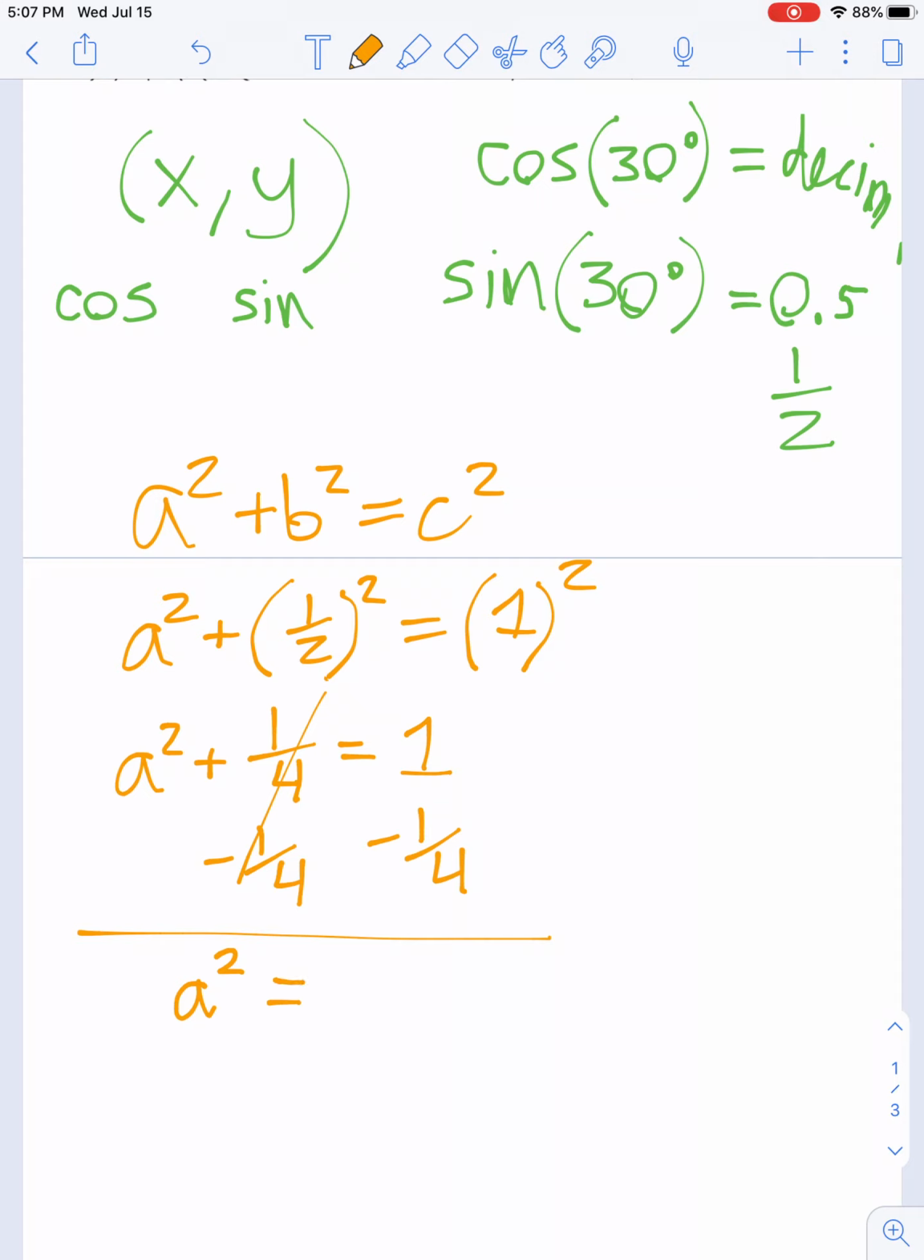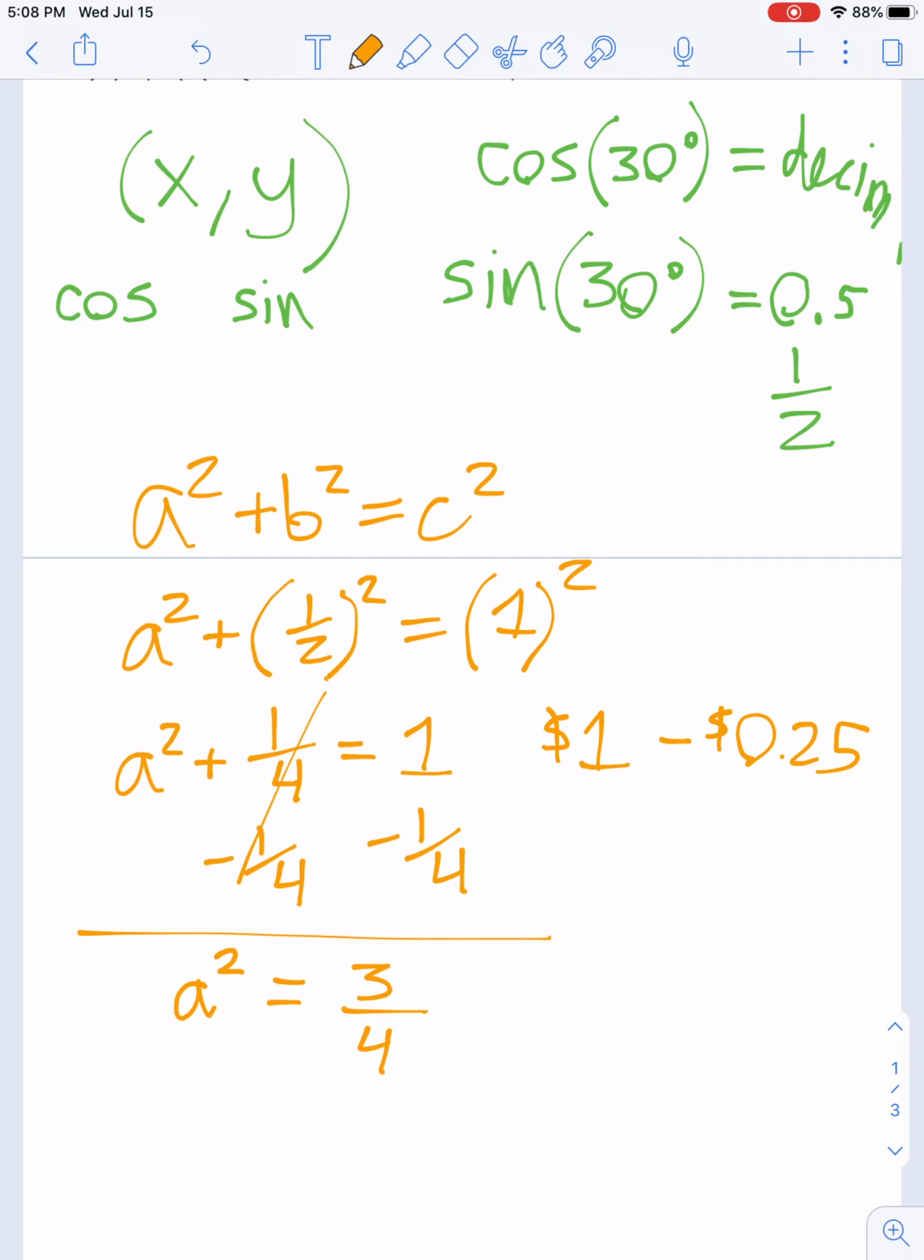I want you to think of this as money. If you have $1 and you're subtracting 1/4, which is just 25 cents, then you're left with 75 cents, or 3/4. So 1 minus 1/4 is 3/4. Always think money when you're dealing with a denominator of 4.